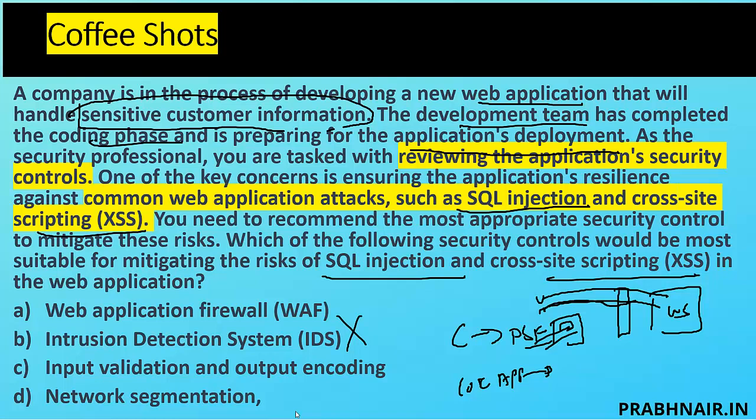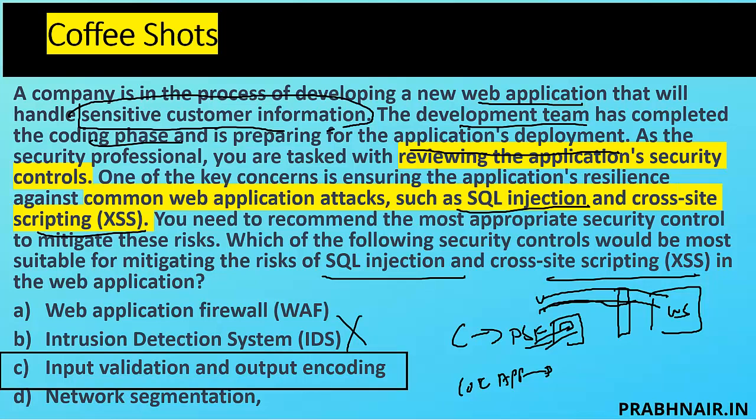Is it clear? Input validation ensures the user input is checked for expected format and content, preventing the execution of malicious code or unauthorized SQL statements, and output encoding ensures that any user-supplied data displayed on a web page is properly encoded, preventing the XSS attack. So that is why the answer is C for Charlie. Okay, let's move to the next question.